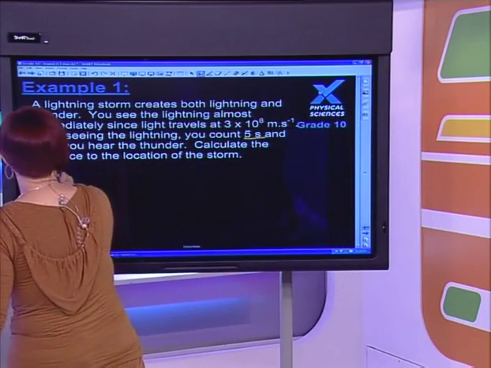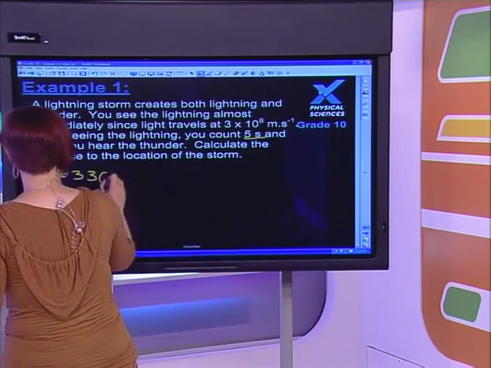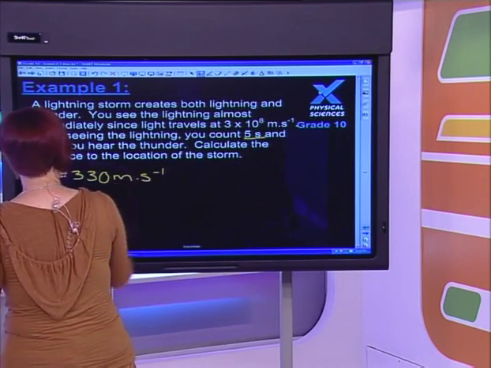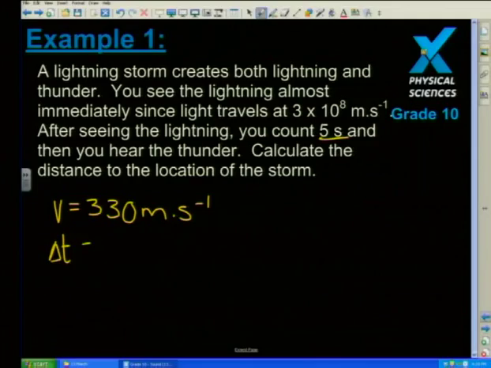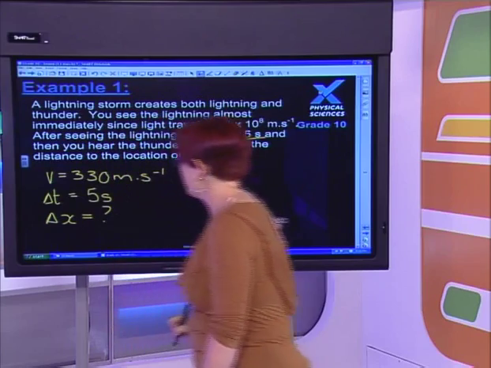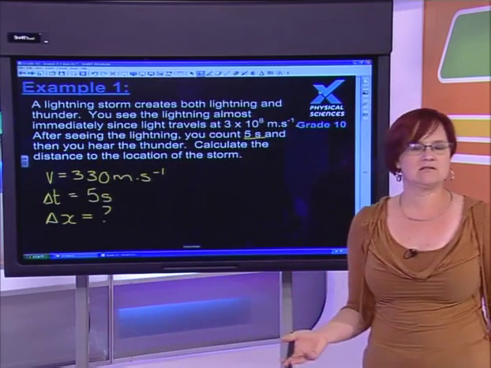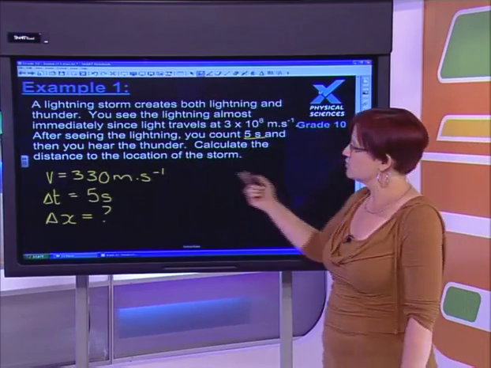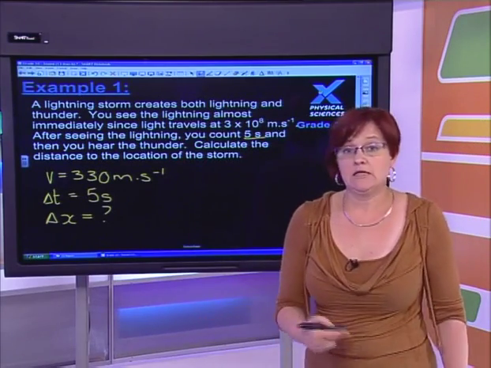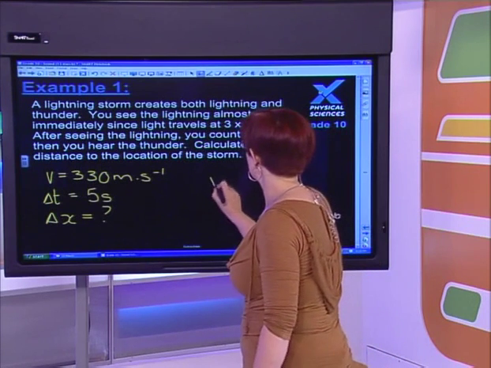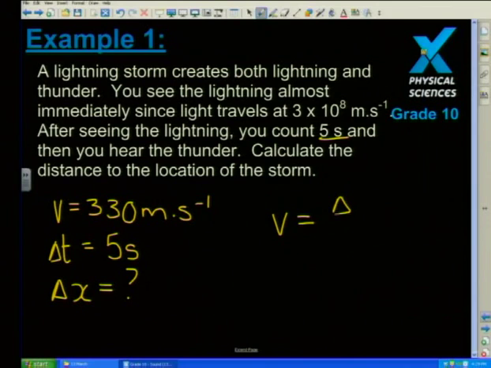So straight away, I know my velocity is 330. And my time is 5 seconds, and they want distance, they want x. We're going to call it delta x, because we're assuming it's going horizontally. And we go, well, you know what, this actually isn't anything different to what we're used to, because we know that speed equals distance divided by time. So velocity, or v, speed, is distance divided by time.